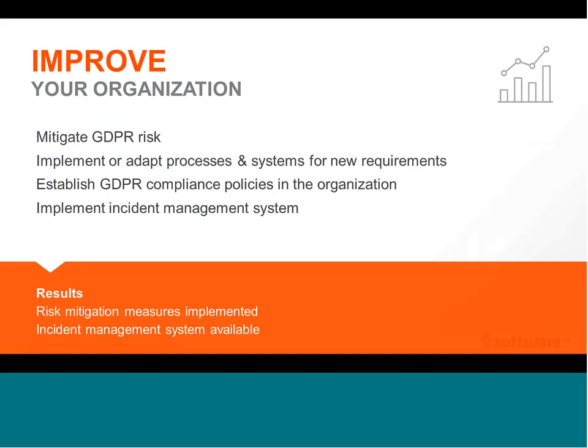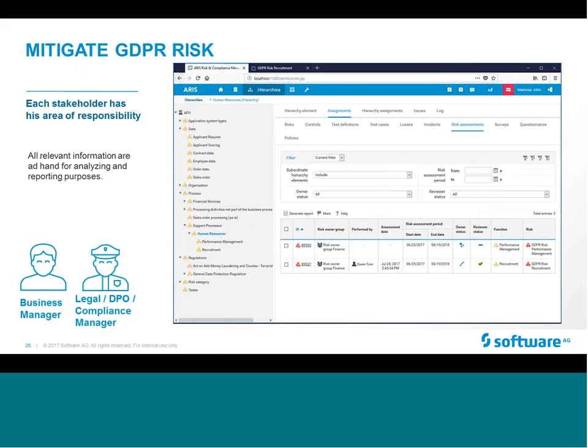Then we come to the improve your organization step. That means the mitigation of GDPR risks, the implementation and adaptation of processes and systems for new requirements, and the establishment of the GDPR compliance policies and structures in the organization to implement an incident management system. This can be done with standard capabilities of our tooling, and the results are risk mitigation measures implemented and an incident management system available in your organization.